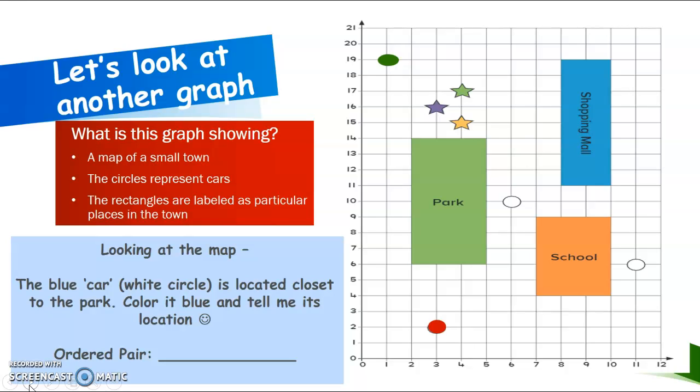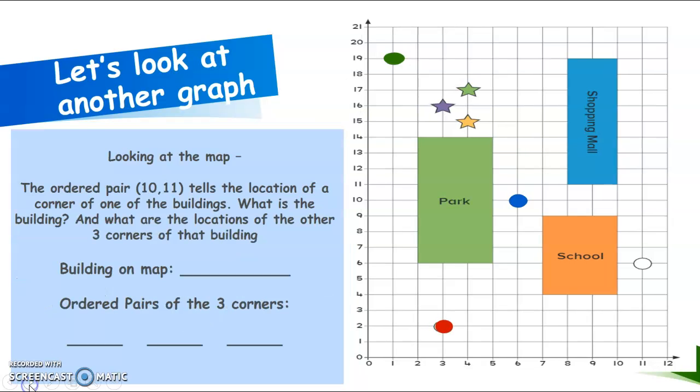Last one, well, I think I have two more actually. The blue car is located closest to the park. Color it blue and tell me its location. So you can't color it blue, but you probably can tell me where it is. Find where the park is, the closest car. And where is that car located? Hopefully you were thinking there. And it is located at, oh, I didn't even write it, 6, 10. 6, 10. Nicely done.